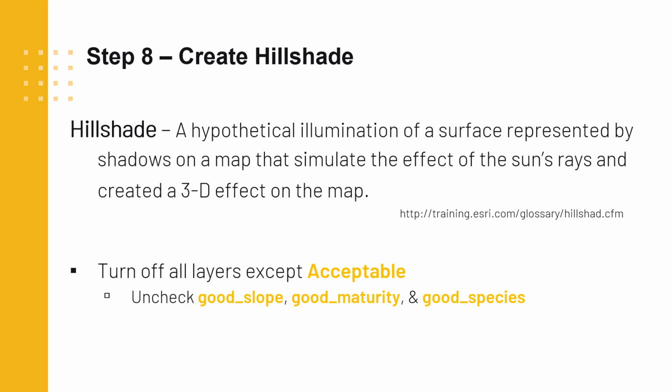So in order to create this hillshade, we actually need the digital elevation model. That's going to be the data set that's going to be our input, so it can create this simulated shadowy effect. So what we're going to do is clean up our map a little bit. We're going to turn off all of our layers except for acceptable. So you're going to uncheck good slope, good maturity, and good species, and make sure the acceptable layer is turned on.